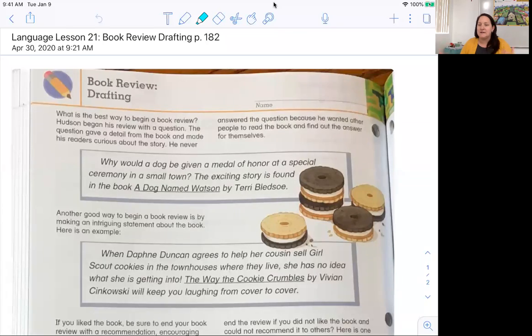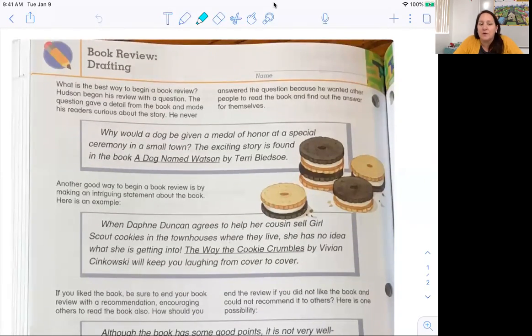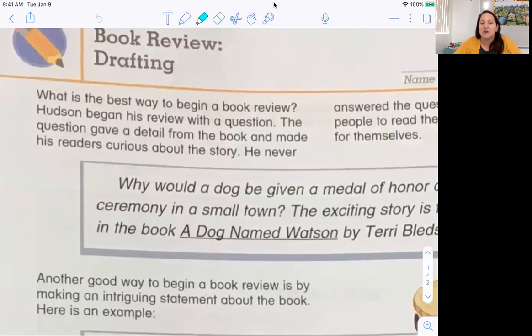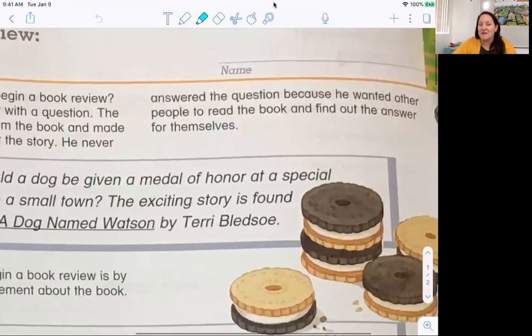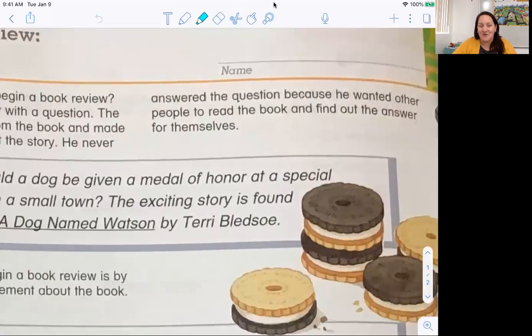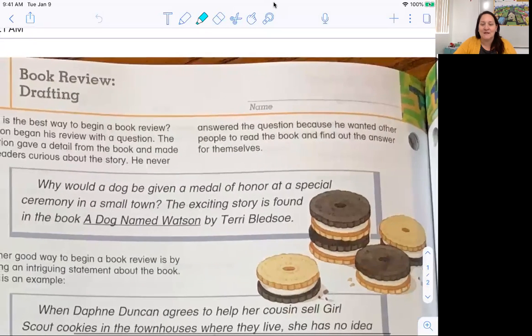We are going to be on page 182 today, and just one page today. So here we go. We're going to look to see what Hudson did, and we want to mirror what Hudson did in our book review. So page 182, it says, what is the best way to begin a book review? Hudson began his review with a question. The question gives a detail from the book and made his readers curious about the story. So the readers want to know more by reading Hudson's question. He never answered the question because he wanted the people to read the book and find out the answer for themselves. So let's see what Hudson said.